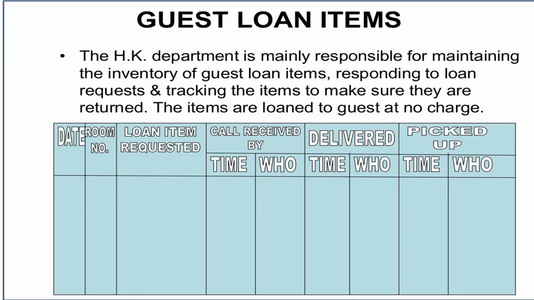Guest loan items. Guest loan items are the items which are given to the guests on their demand. The housekeeping department is mainly responsible for maintaining the inventory of guest loan items, responding to loan requests, and tracking the issued items to make sure they are returned. The items are loaned to guests at no extra charge.